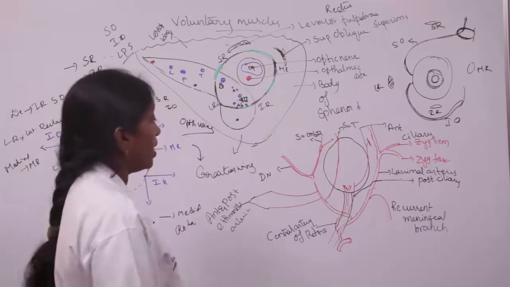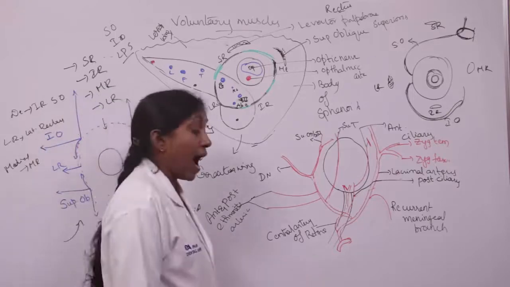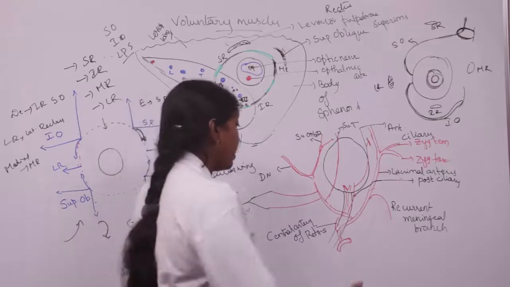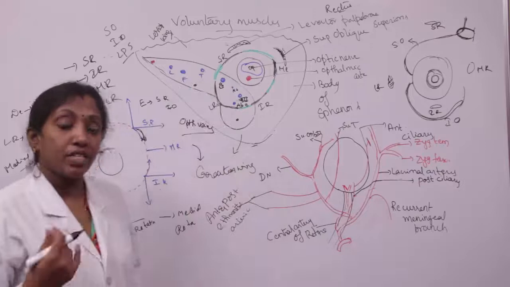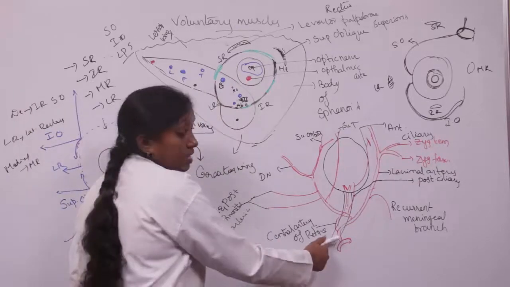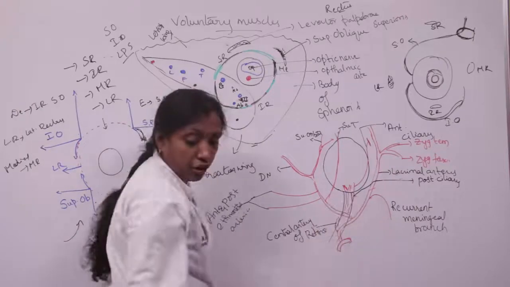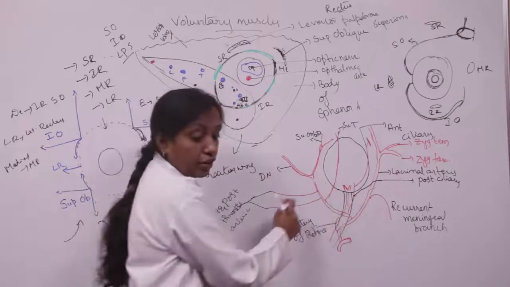The ophthalmic artery first lies lateral to the optic nerve, and it lies in the dural sheath along with the optic nerve. Within the dural sheath, it gives an important branch, that is nothing but the central artery of the retina. This is the central artery of the retina here.